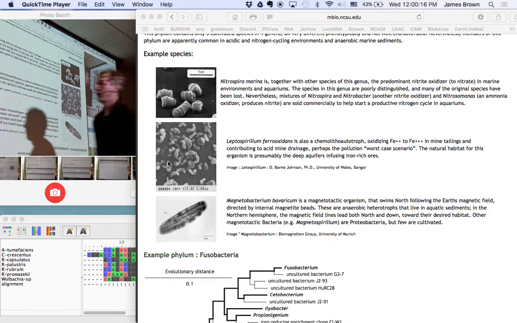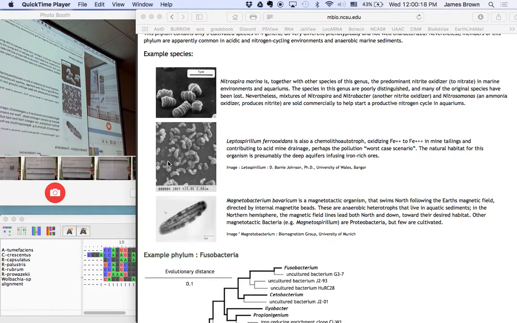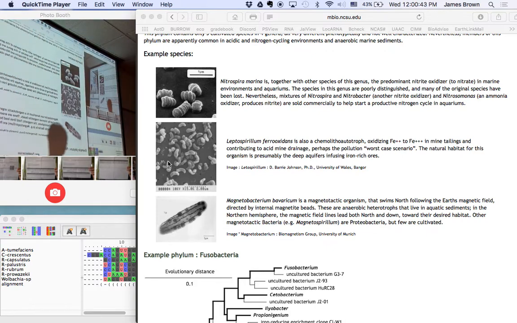But remember that the Earth isn't flat. The Earth is spherical, more or less. And so here's the core. The magnetic field lines go like that. So if you're in the northern hemisphere and you want to go north, you're also going down. These organisms are aquatic anaerobes, and so down is also down to the sediment. That's where they want to be.